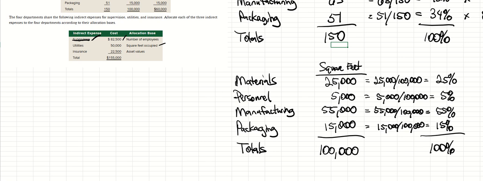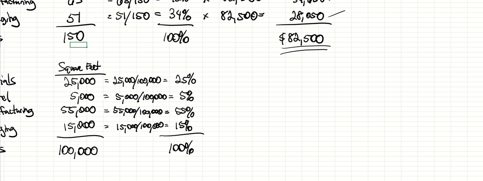All right, so the next thing we're going to do now, since we've already determined the percentages that are going to be allocated to each department, is take the total cost of $50,000 and do the allocation. We're going to allocate 25% of it to the materials department. That comes out to be $12,500.